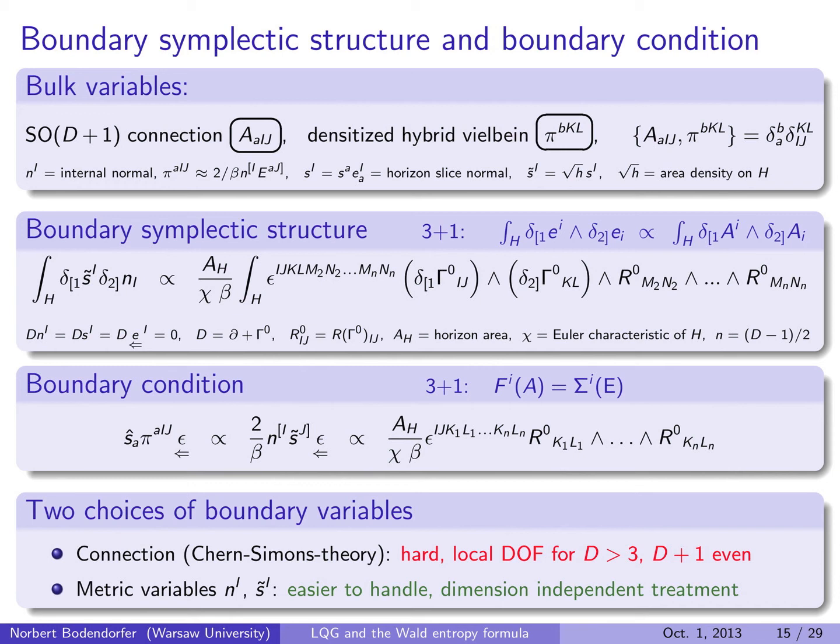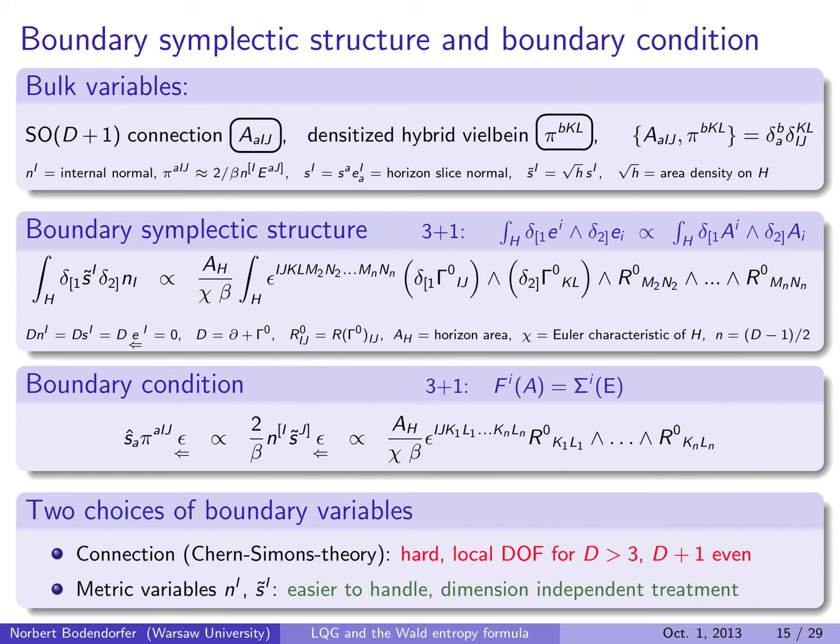It's defined as taking the covariant derivative of this connection, and this covariant derivative should annihilate n, s, and the double pullback of the space-time vielbein to the horizon slice. So given these three requirements, gamma 0 is determined uniquely, and you can then use it. And then you can also construct its curvature, which we call R0 here.